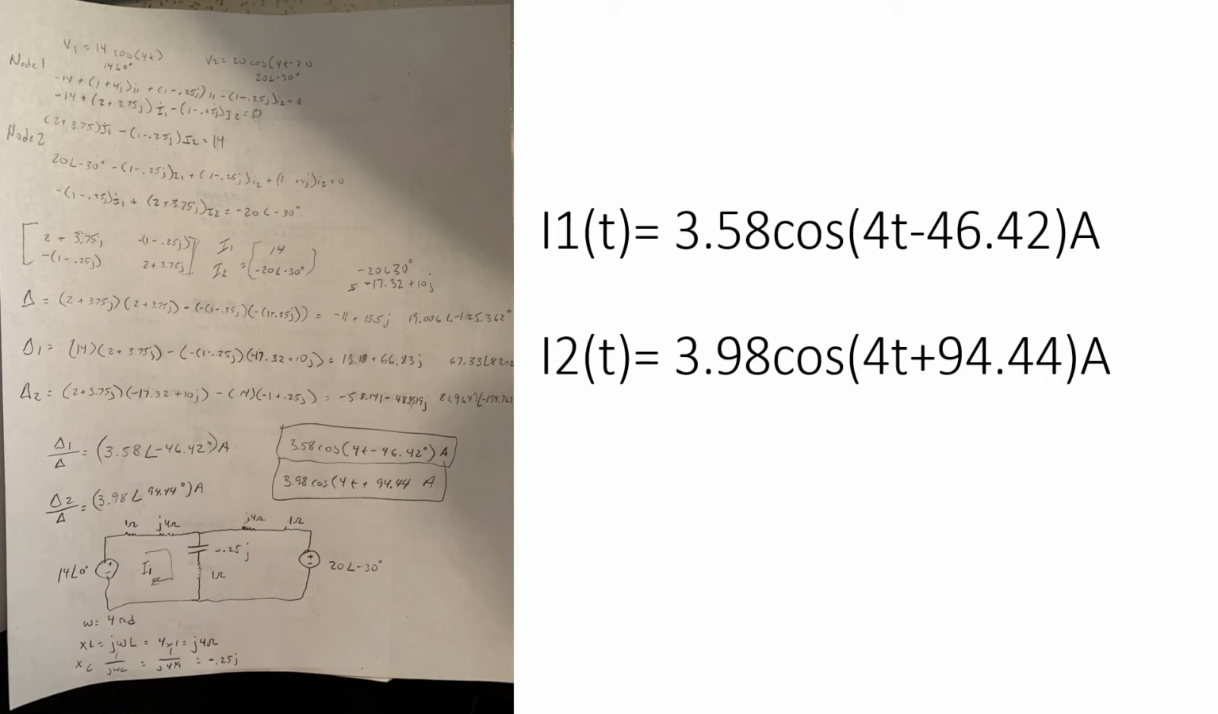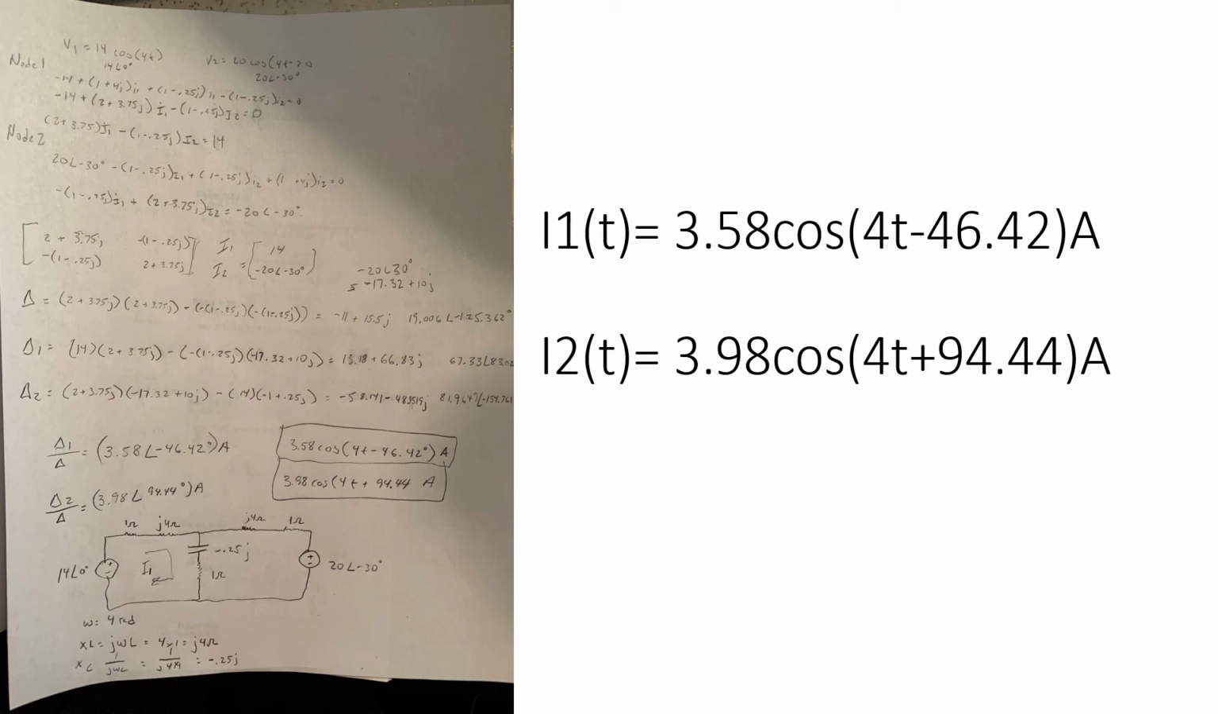And as we can see, we're going to come up with a delta. The delta we came up with was negative 11 plus 15.5j. Our delta 1 came out to be 13.18 plus 66.83j, and our delta 2 came out to be negative 58.141 minus 48.1519j. And to get our final numbers for I, we're going to have delta 1 over delta, and then delta 2 over delta. As you see, we came out with those numbers there.